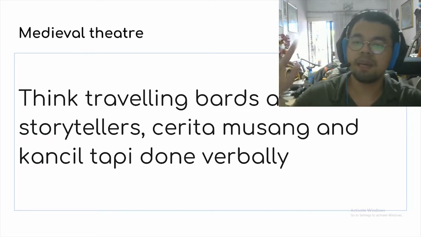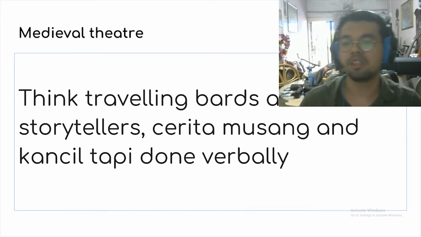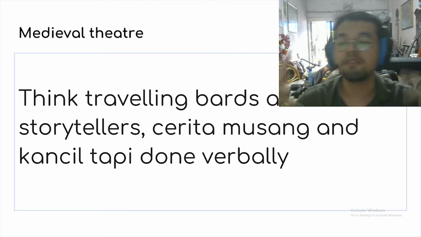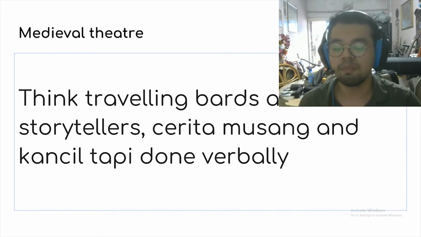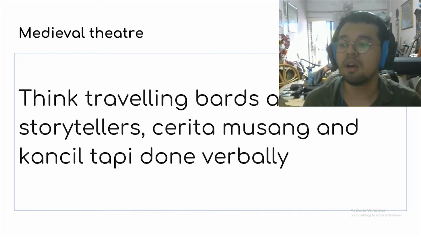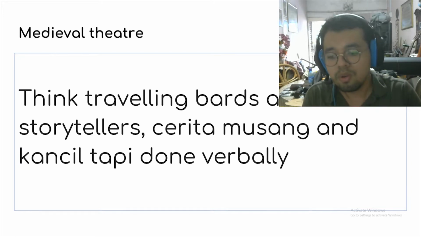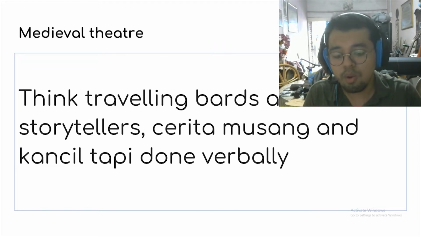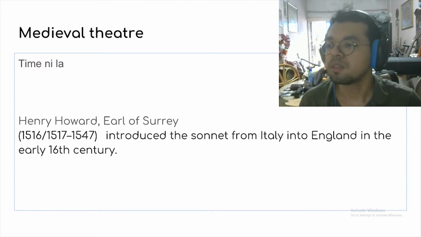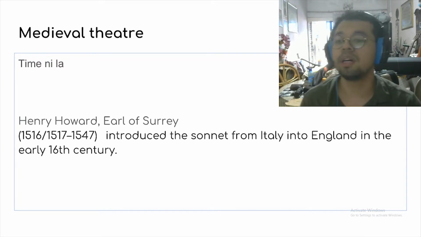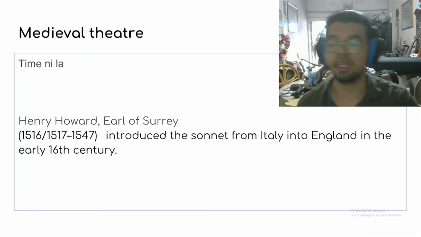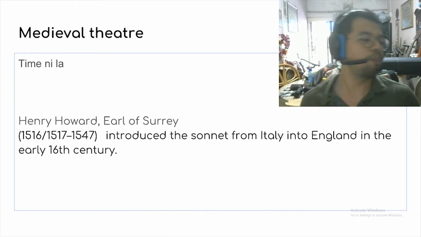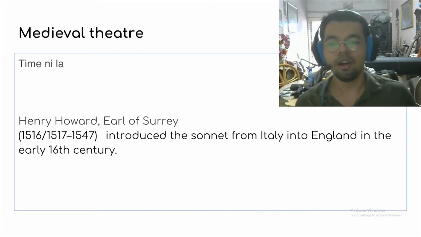So medieval theatre. Think traveling bards and storytellers, cerita Musa dan Kancil tapi done verbally. So you travel all over the place and you tell people your family's stories, macam oh dulu kita dengar pasal Raja Besiong and all that. Macam tu lah. So time ni lah Henry Howard, Earl of Surrey, dia pergi ke Italy. Best doh poem mini ni. Oh, it's called a sonnet.